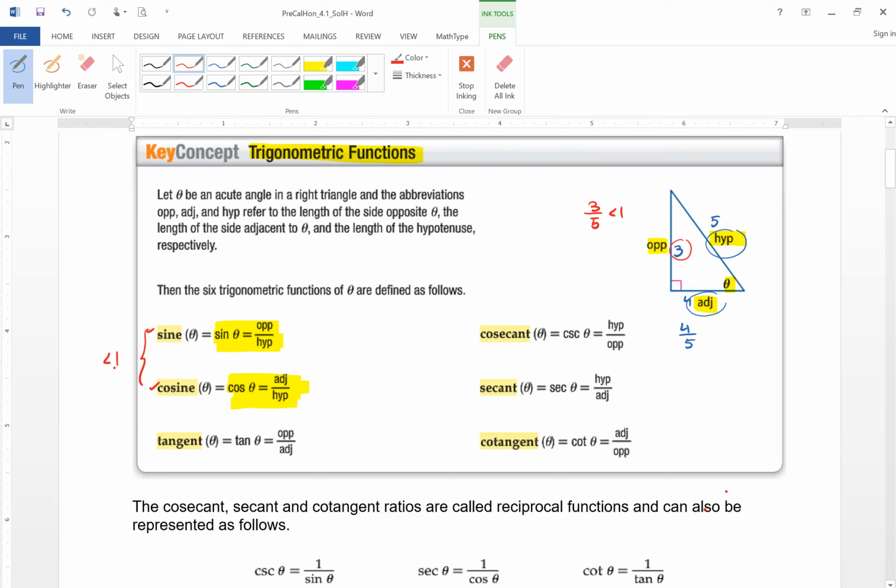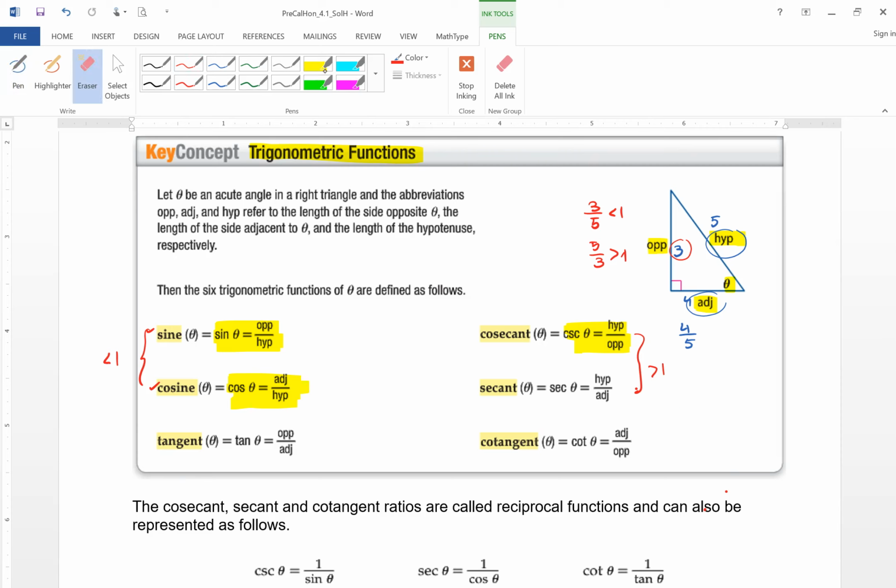Similarly, now we have the cosecant. It's just the same ratio but flipped over. Now you have the hypotenuse over the opposite. So if I flip this over and do 5 over 3, it's always going to be greater than 1. So these two are always greater than 1.